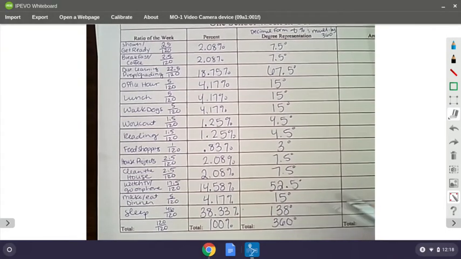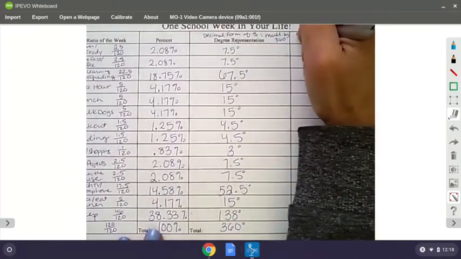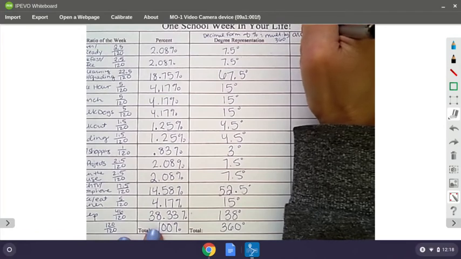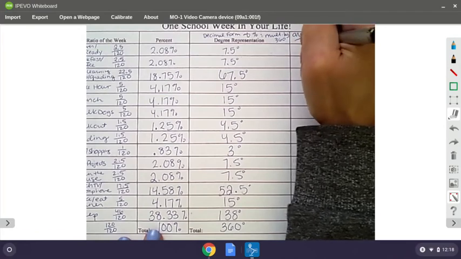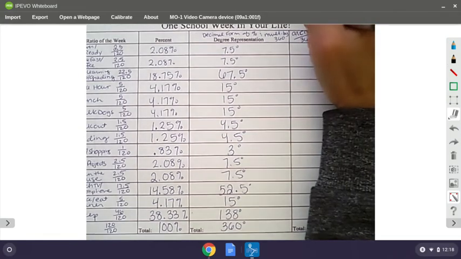So once you get that, if you remember, arc length is the arc measure over 360 and then times the circumference. Now, if you're printing out the circle that I posted on this assignment, that radius is 8.8 centimeters.